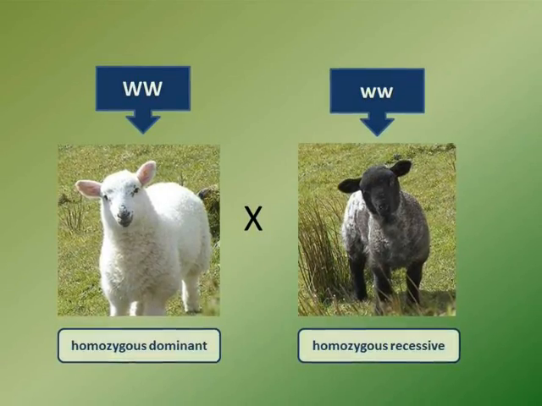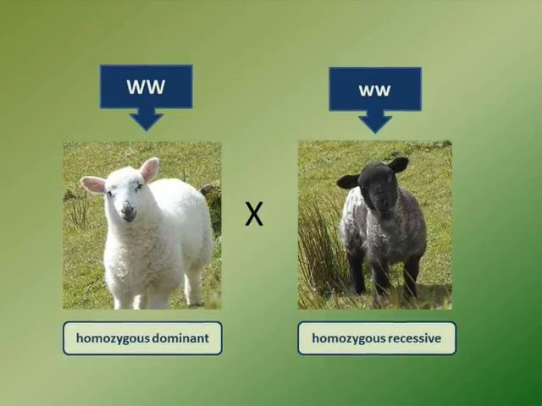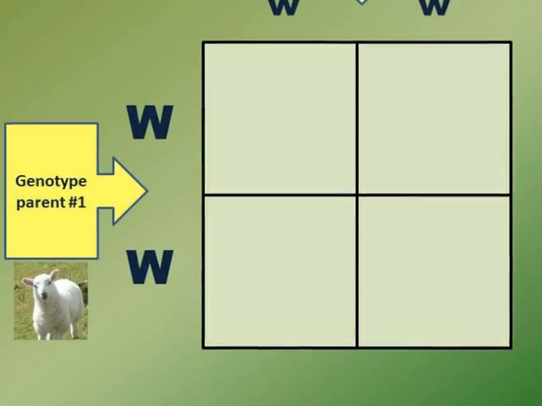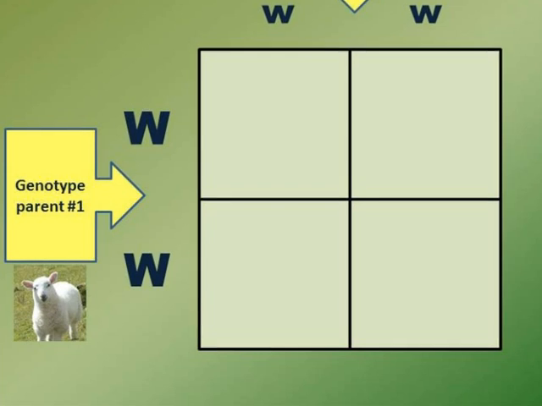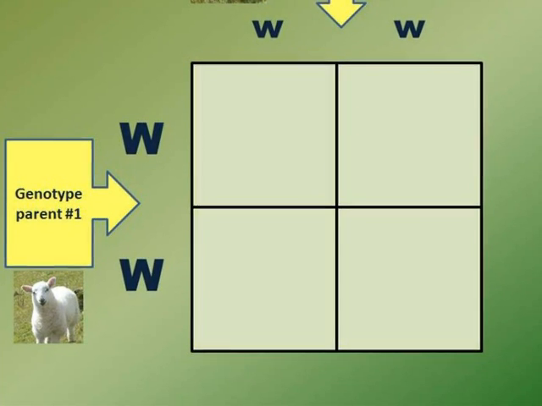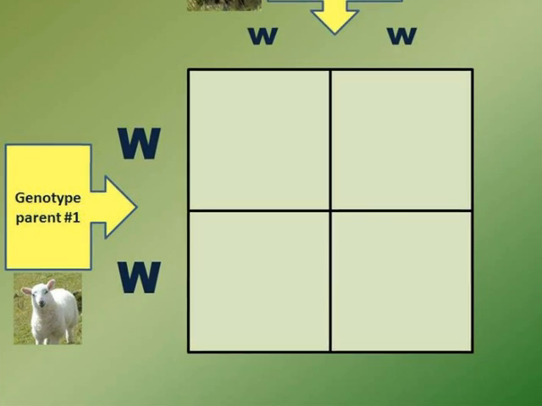What do you think will happen? Back in Mendel's day, people thought this cross should produce equal numbers of black and white sheep. Rather than just guessing, we will use a Punnett square to help us determine the probability or likelihood of producing different genotypes and phenotypes when crossing our sheep. Let's set the first Punnett square up.